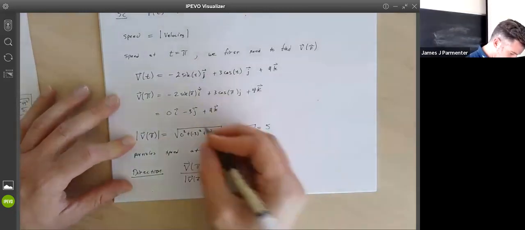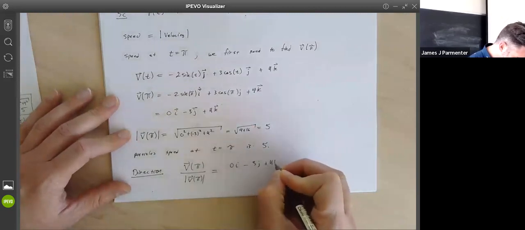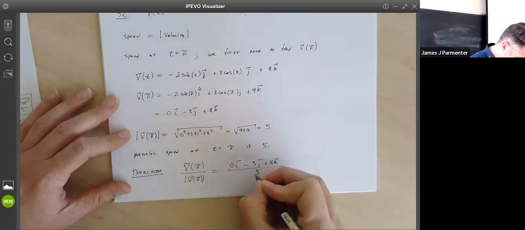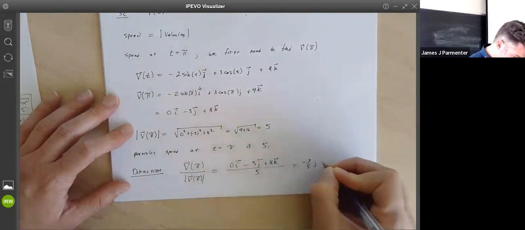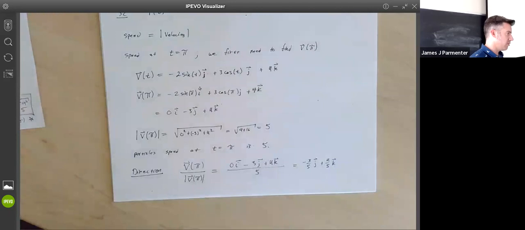So it's going to be my vector 0i minus 3j plus 4k all divided by 5, or if you prefer, -3/5 j plus 4/5 k. Right, the 0i you don't need to write.